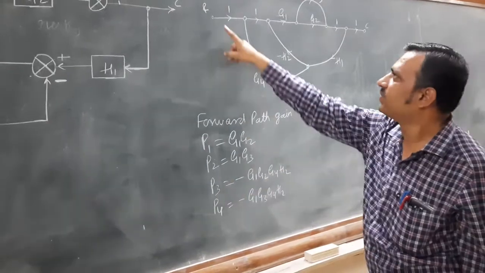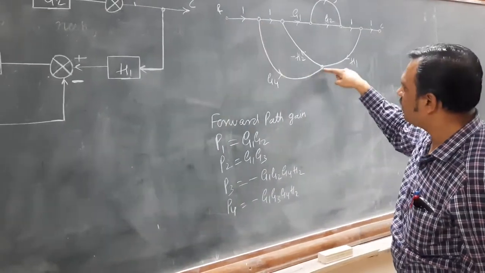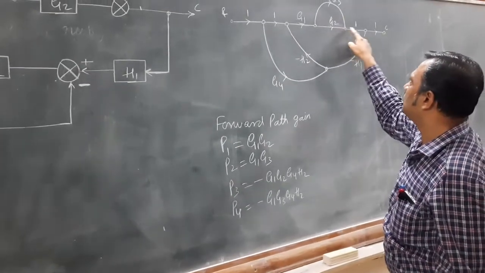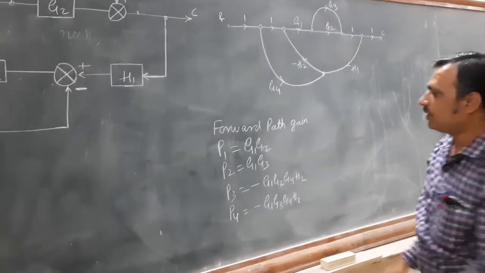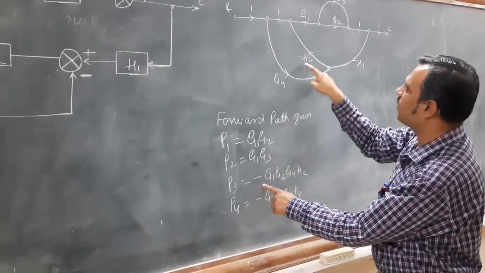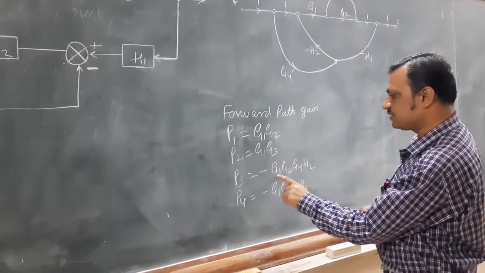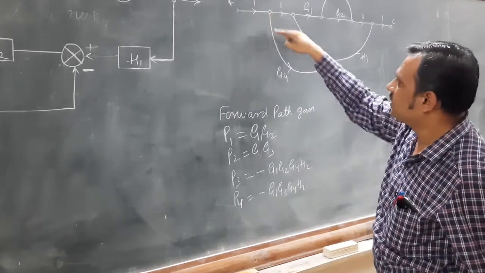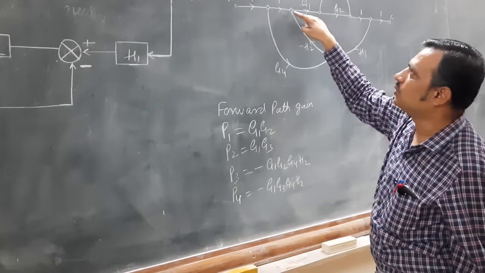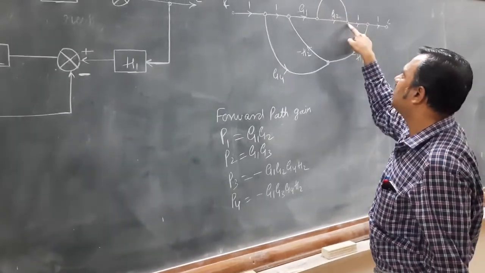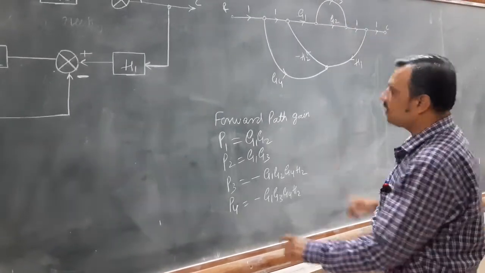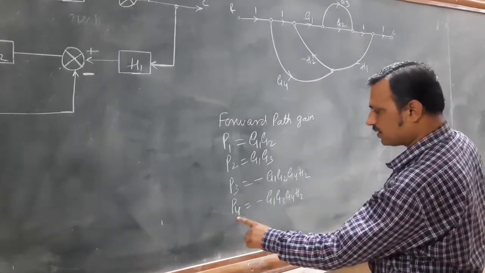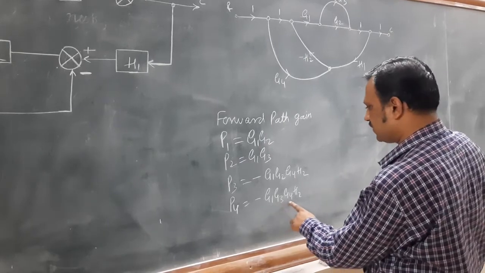The third forward path is 1, G4, minus H2, G1, G2, 1 and 1. Then what happens? G1, G2, G4, minus H2. I have written minus G1, G2, G4, H2. Next, the fourth forward path: 1, G4, minus H2, G1, G3, 1 and 1. Then what happens? G1, G3, G4, minus H2. Then I write P4 is equal to minus G1, G3, G4, H2.